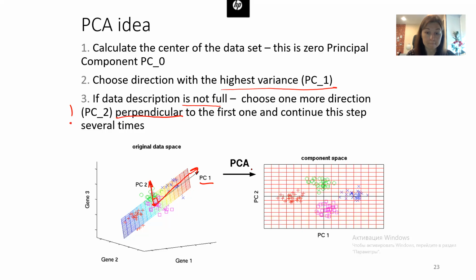And you may transform your original data space into a component space where you have PC1 and PC2 as the X and Y axes. So you transform from 3D space into 2D. But actually, you will have the third principal component in your calculations, but you will not use it in your future analysis. You just select the first and the second one. And you will have the center here. So it's like a transformation.